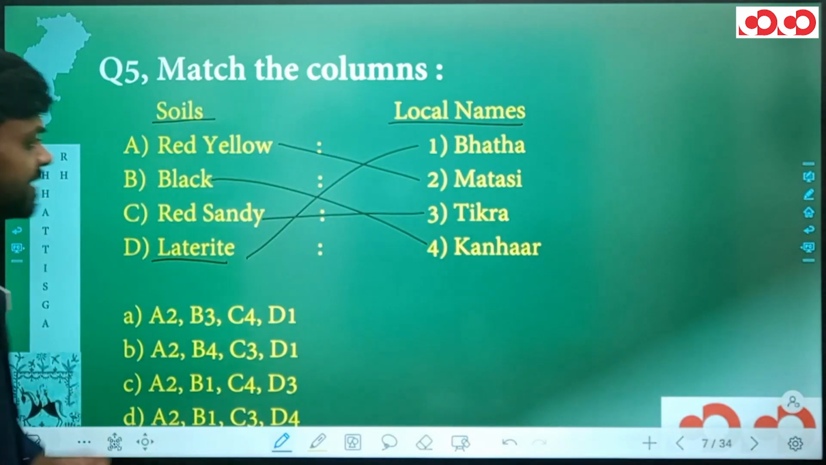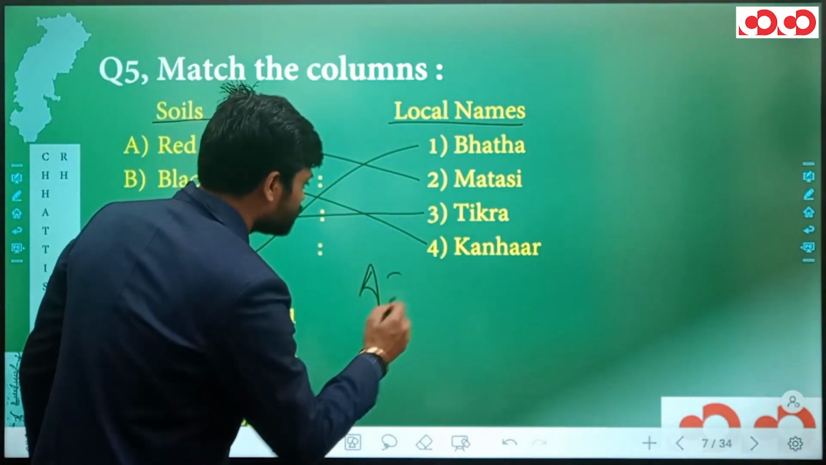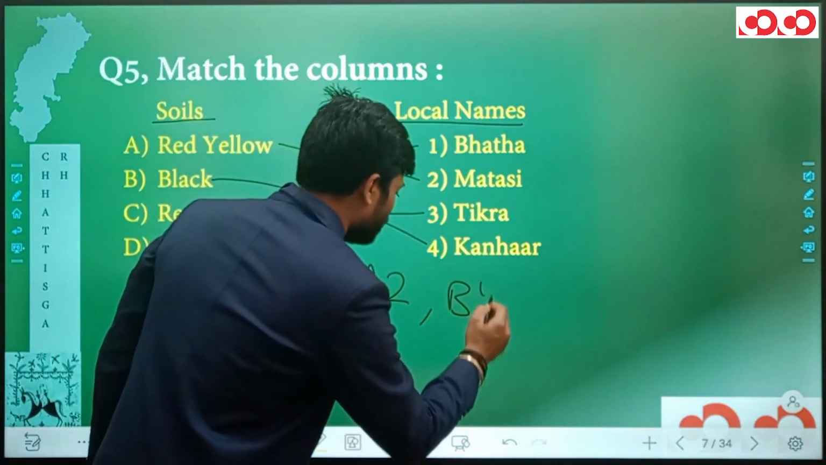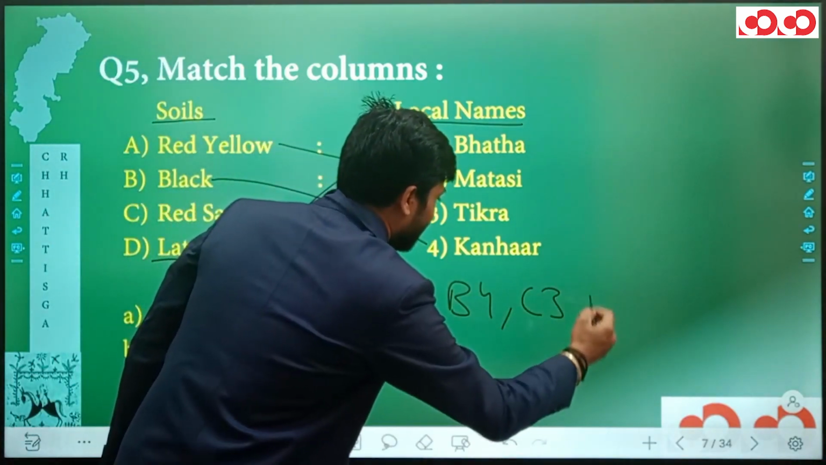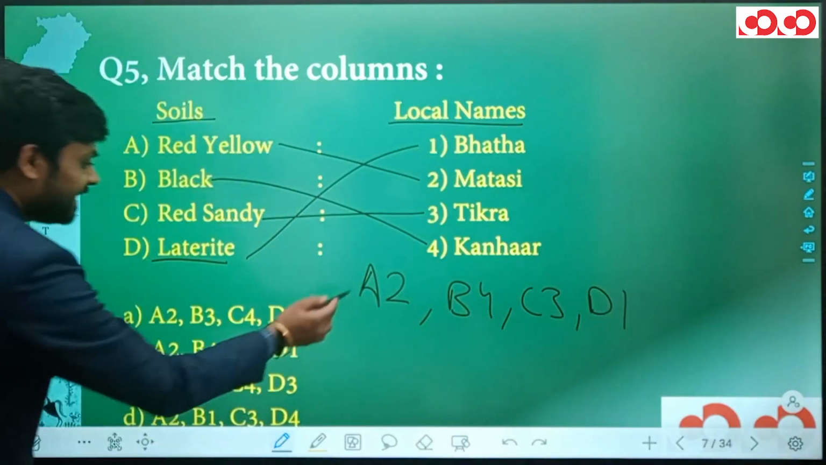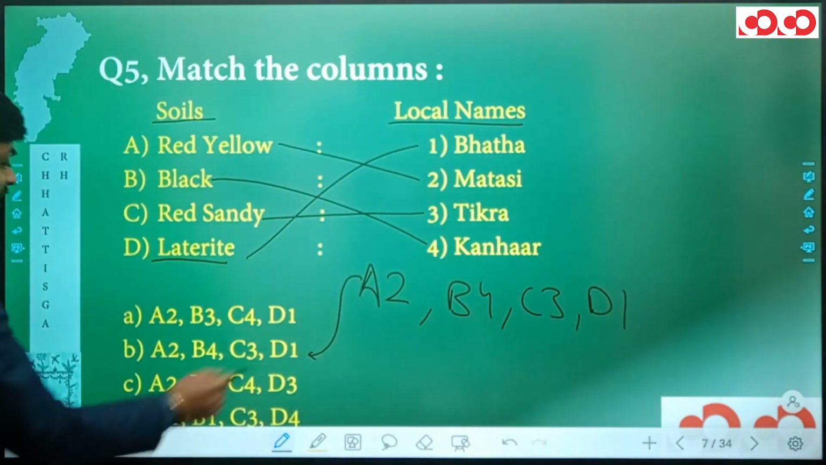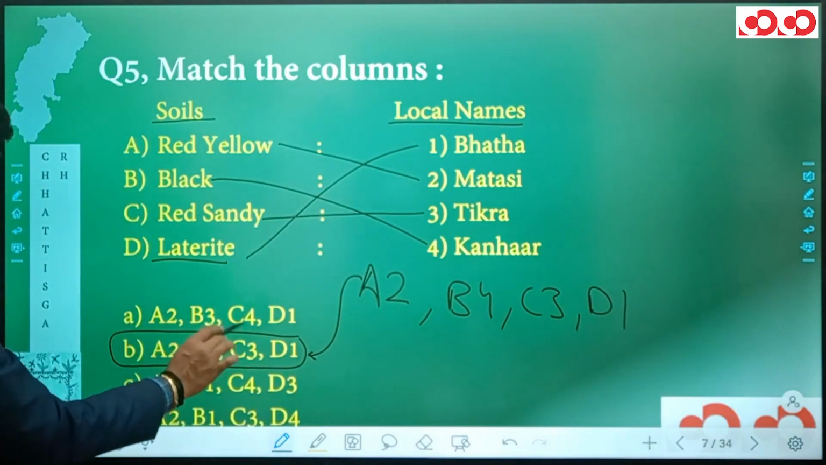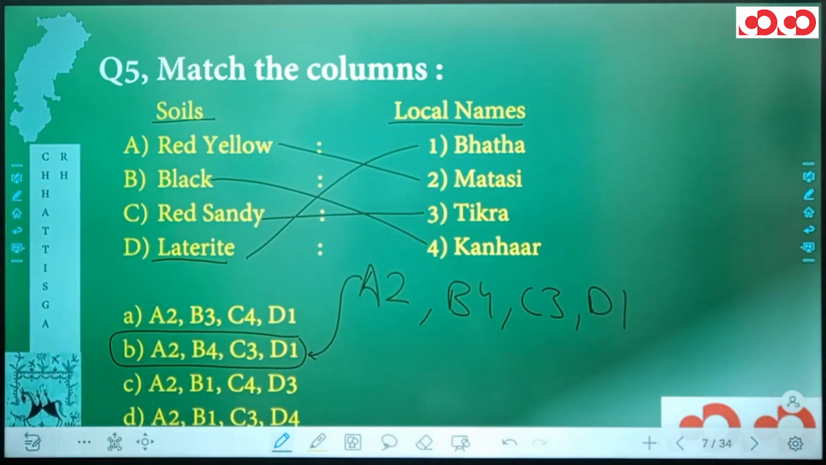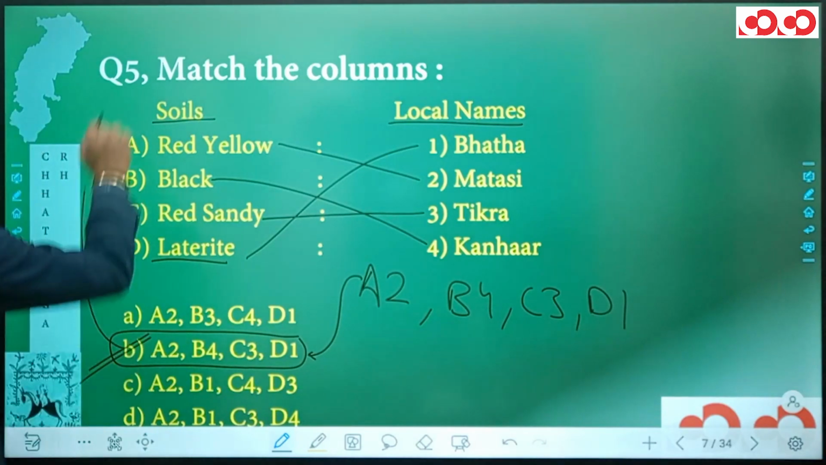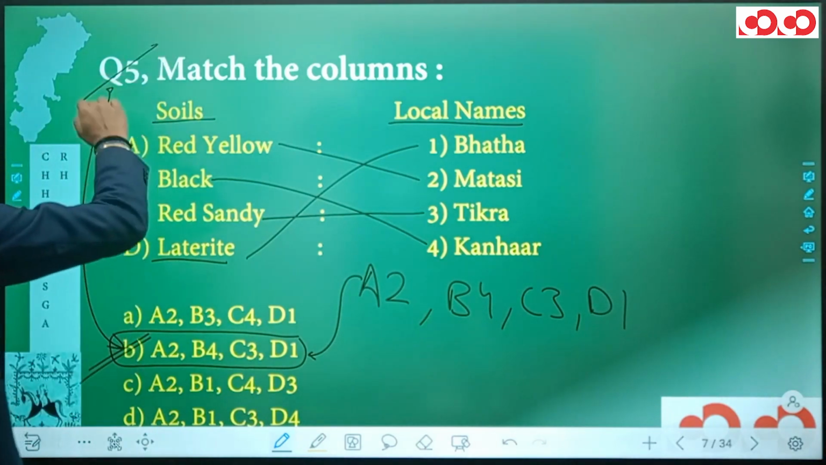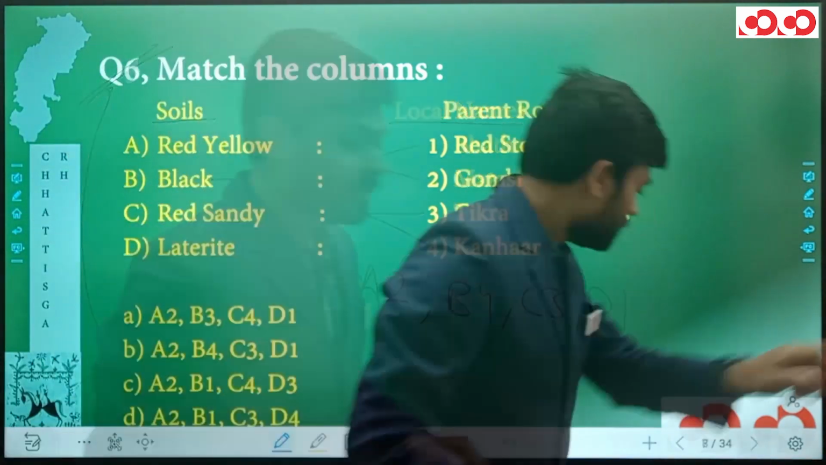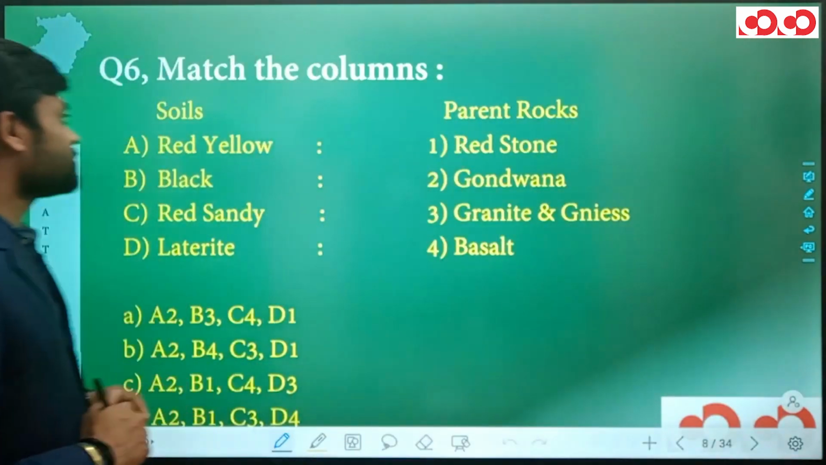When forming pairs, we have A2, B4, C3, and D1. Now matching this with the options we have, in option B itself, we have A2, B4, C3, and D1. And hence, this option B is going to be the correct option for our fifth question. So this was all about the fifth question. Now next, let's move to our sixth question.